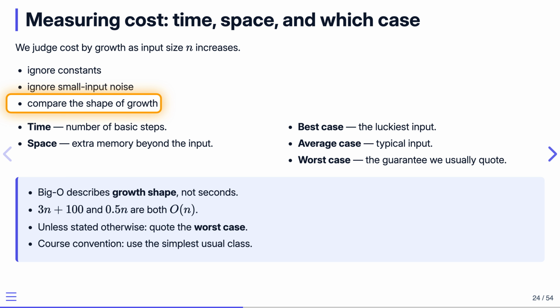Third habit, we compare the shape of growth. Does the work grow slowly or does it explode? The shape is what really separates a good structure from a bad one.